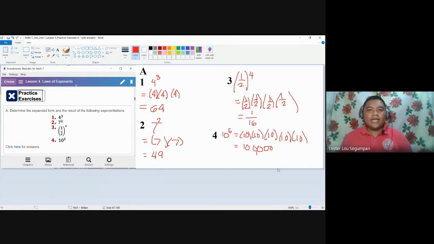So this is how we expand an exponentiation. Again, the purpose of this practice exercise is to prepare us in understanding how the different laws of exponents work. If you have mastered the concept of exponentiation, then proving the laws of exponents will be not easy, but easier later on.